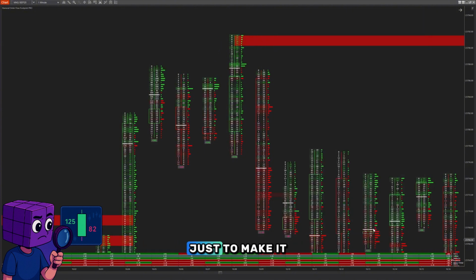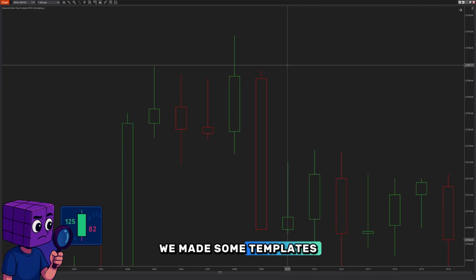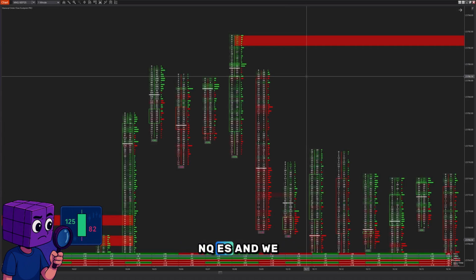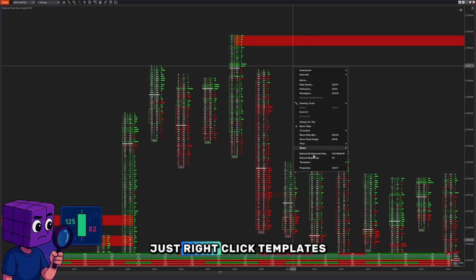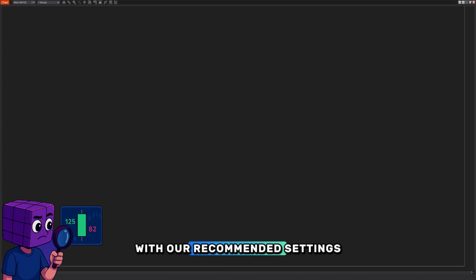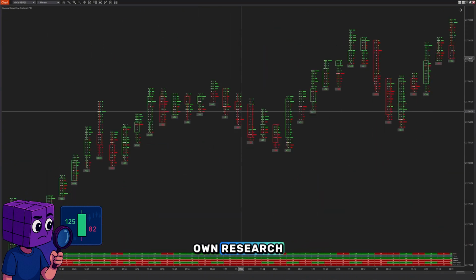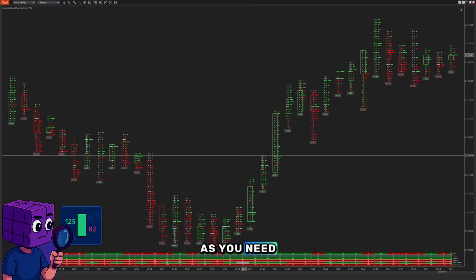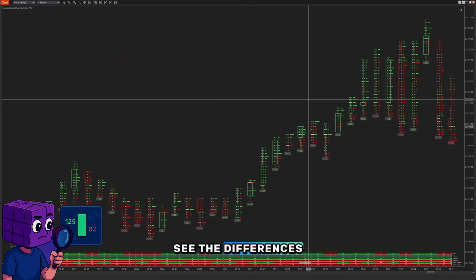Just to make it easier for you, we made some templates for MNQ, NQ, ES, and we are adding more. Just right-click, Templates, Load, and you will find them. For example, Hameral MNQ 1-minute footprint, and you will have the footprint with our recommended settings. Of course, our recommendation is for you to make your own research and adjust the footprints as you need. Now let's take a look at NQ and see the differences.